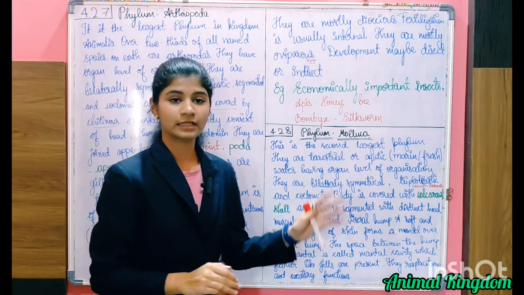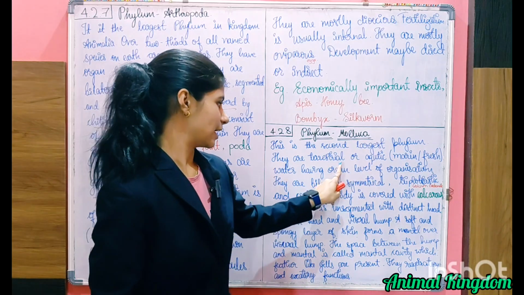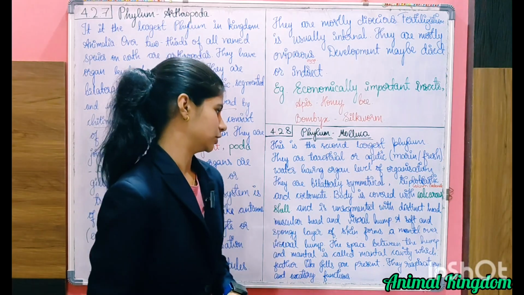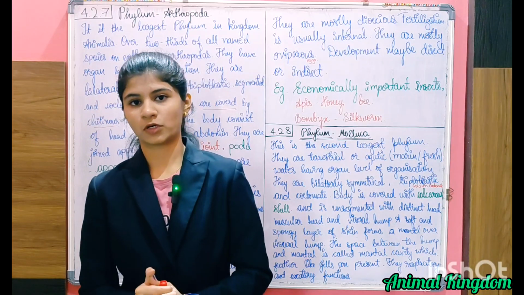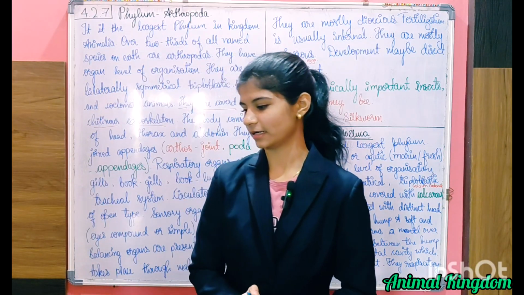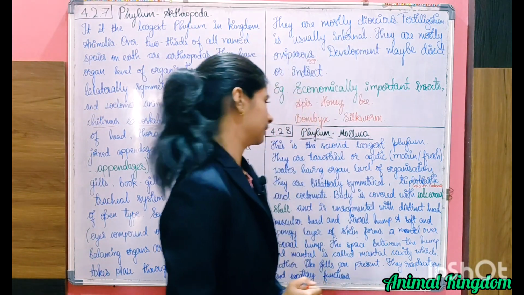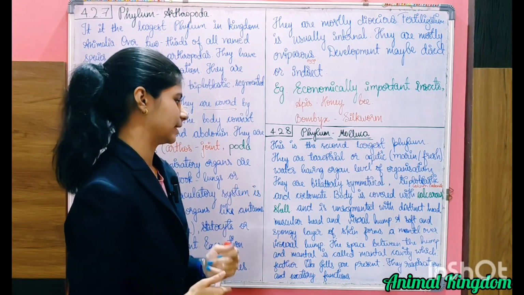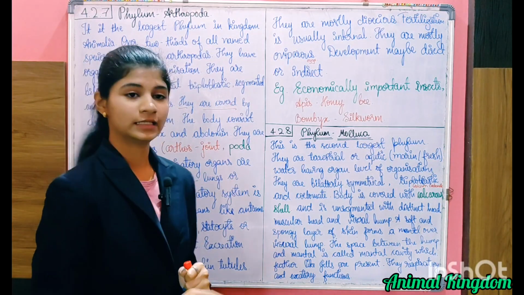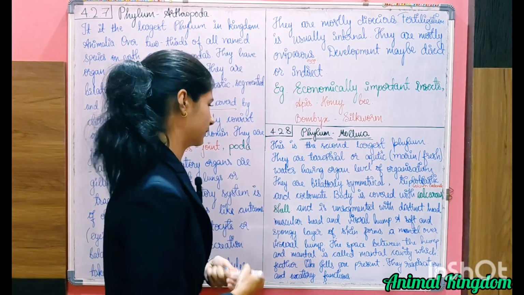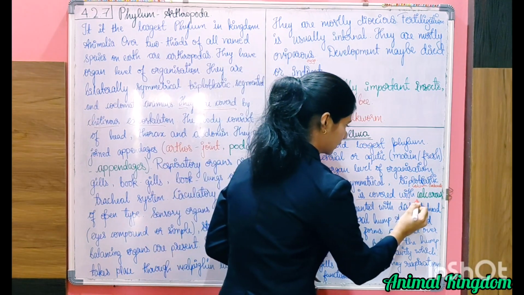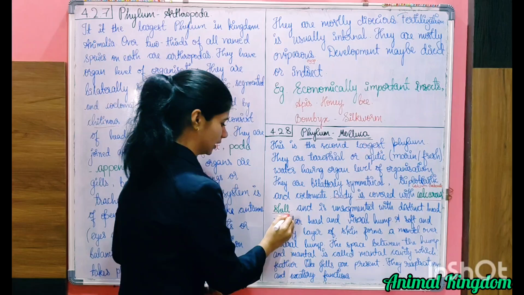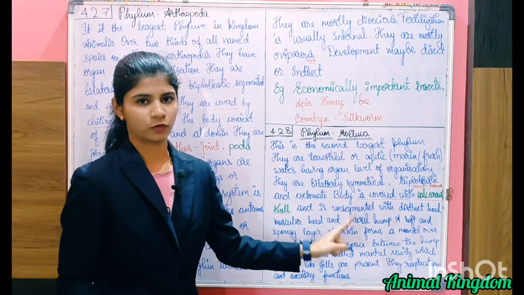Now this Mollusca has an organ level of organization. They are bilaterally symmetrical, triploblastic and coelomate. Now here is the best point you have to remember: in this phylum Mollusca the body is covered with a calcareous shell. This point is very important for your exam.